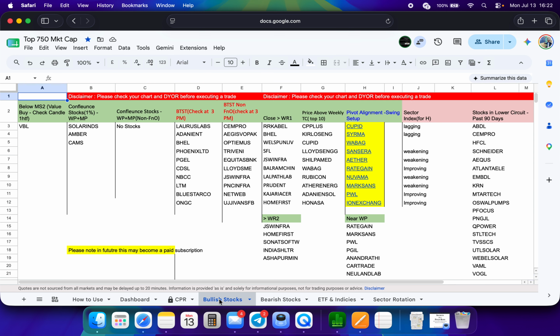Next we will go to bullish stocks. What is bullish stocks? What does it contain? Basically it contains, based on various ideas and setups, stocks to go bullish on. This is MS2, which is a value buy. Depending on the candle developing at the MS2 level, you will get the stocks listed.